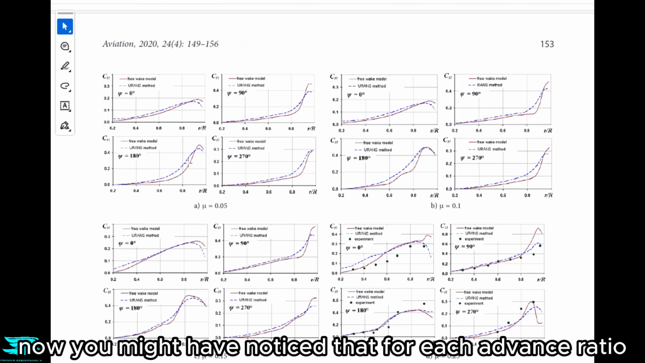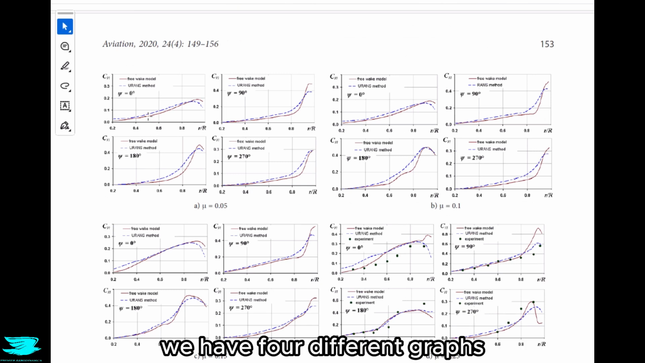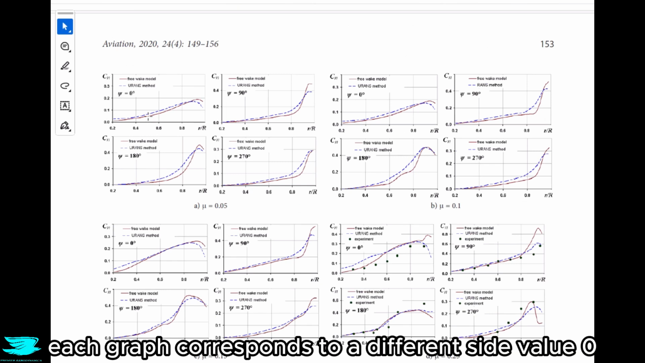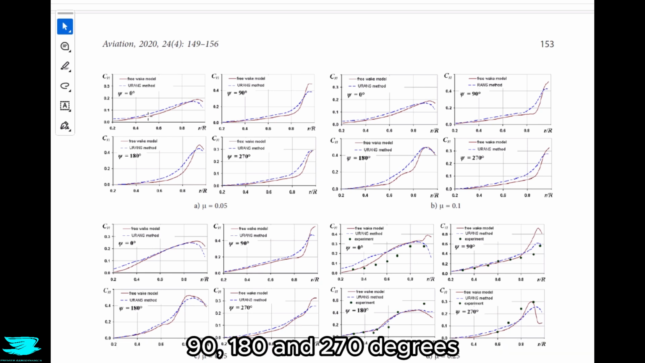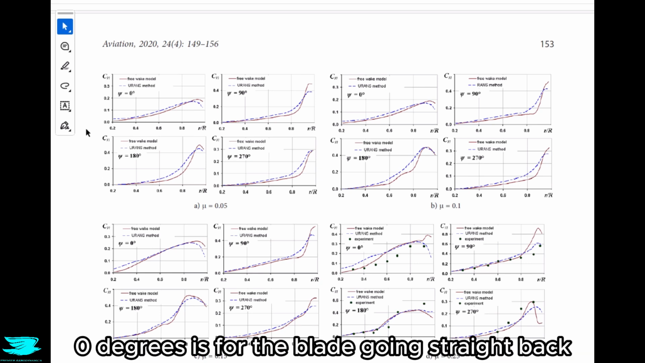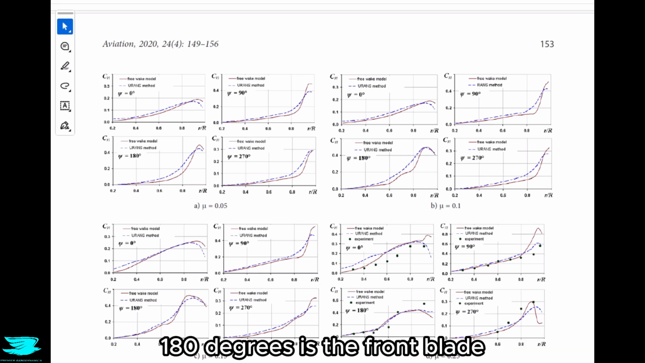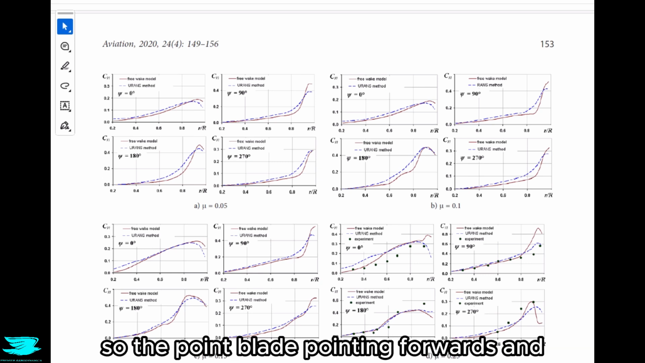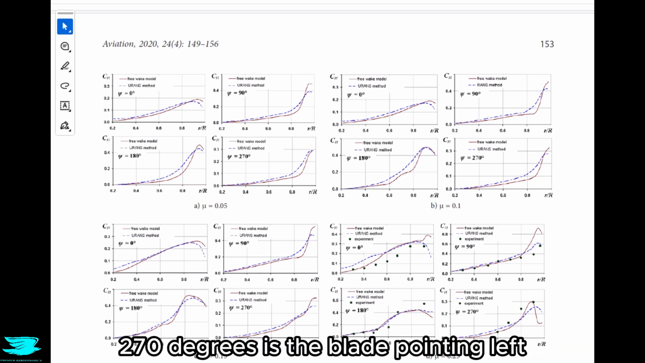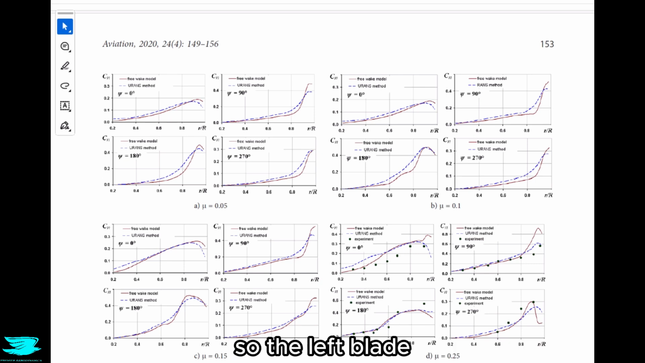Now you might have noticed that for each advance ratio we have 4 different graphs. Each graph corresponds to a different psi value: 0, 90, 180, and 270 degrees. 0 degrees is for the blade going straight back, so the back blade. 90 degrees is the right blade. 180 degrees is the front blade, so the blade pointing forwards. And 270 degrees is the blade pointing left, so the left blade.